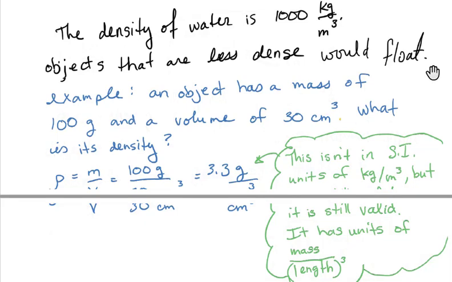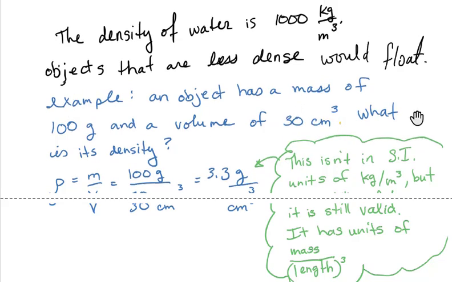As an example, let's say an object has a mass of 100 grams and a volume of 30 centimeters cubed. What is its density? So I put rho, density, is equal to mass divided by volume. And for mass, I plugged in the 100 grams. And for volume, I plugged in 30 centimeters cubed. And then you divide the numbers in your calculator. So you do 100 divided by 30, and I got 3.3.